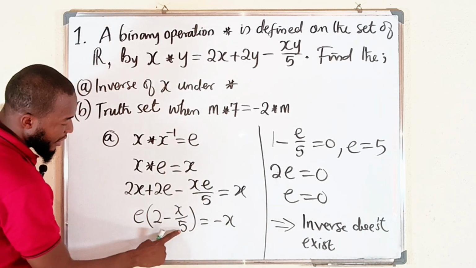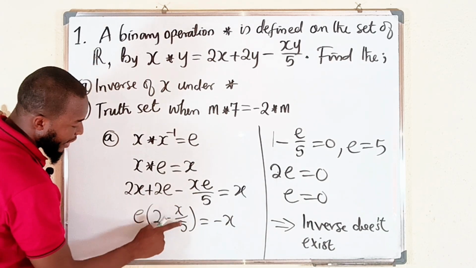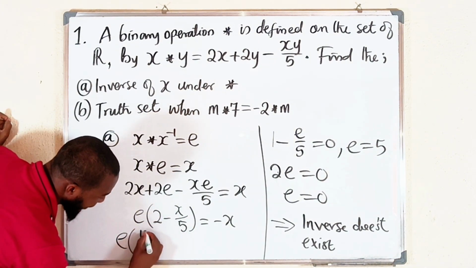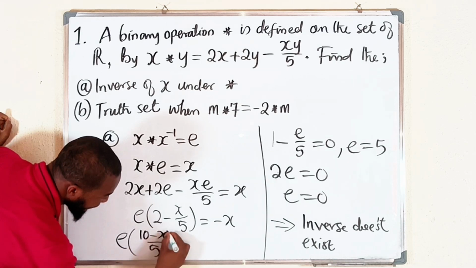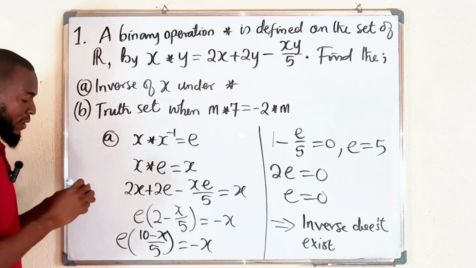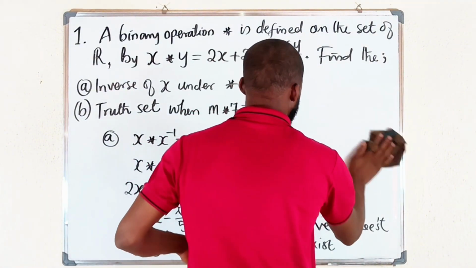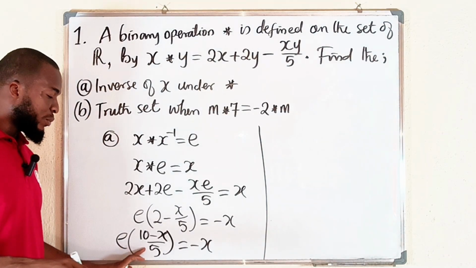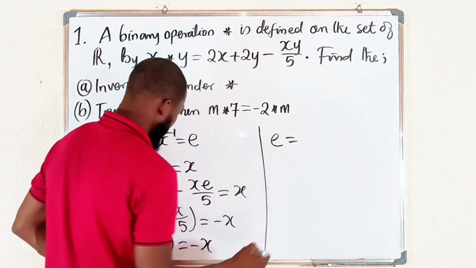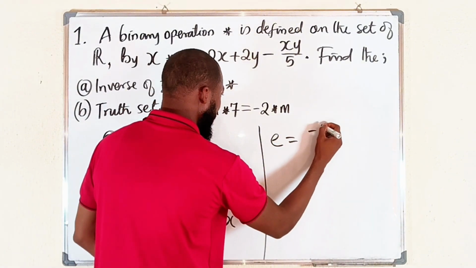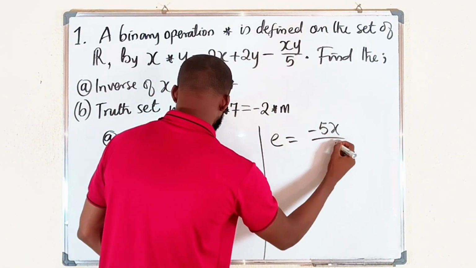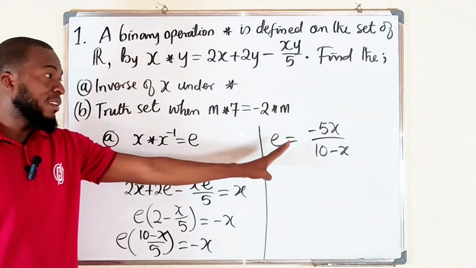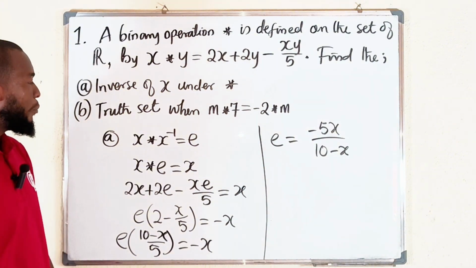So let's simplify this. This is the same thing as 10 minus x, 10 minus x divided by 5, right? 10 minus x divided by 5 equal to negative x. Let's come here. If you multiply both sides by the reciprocal of this, you have E to be negative 5x divided by 10 minus x. Assuming this is our identity in terms of x, then we can bring it back.